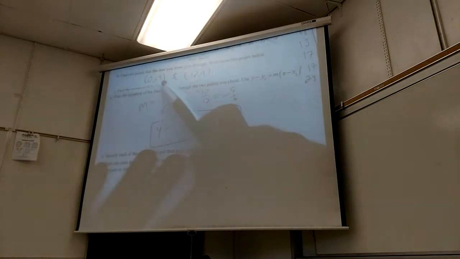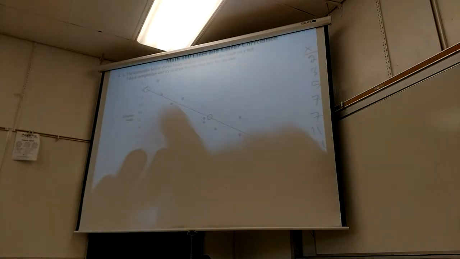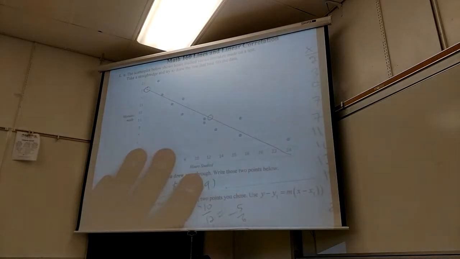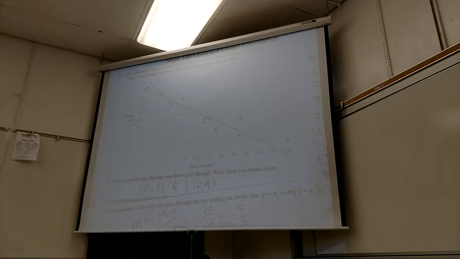I just picked the y-intercept. The line I drew just happened to go right through 19. So that's perfect. You pick the y-intercept. Why is that better? Because that's b. mx plus b, a nice shorter form equation.